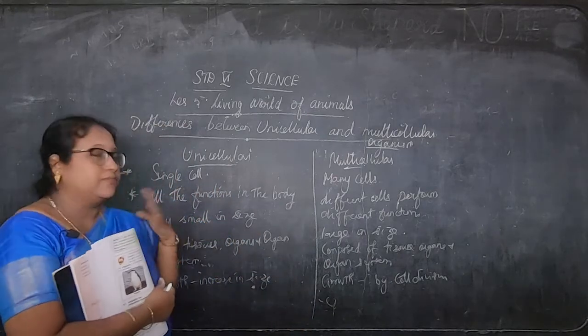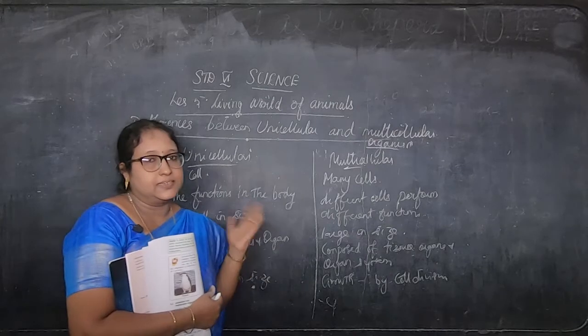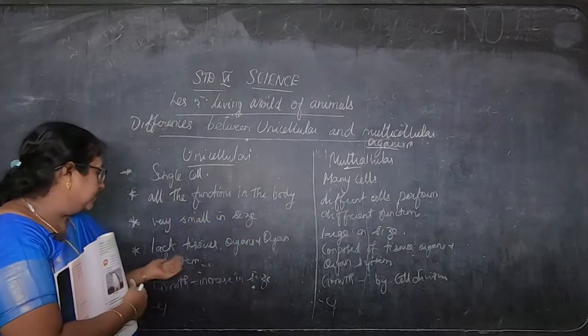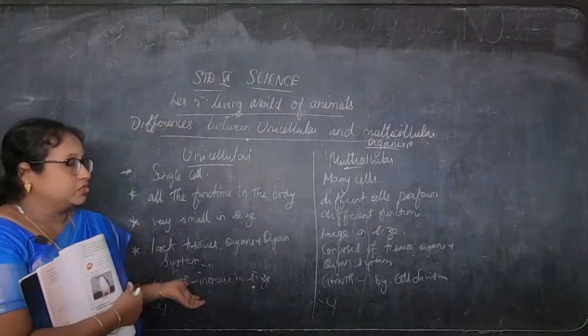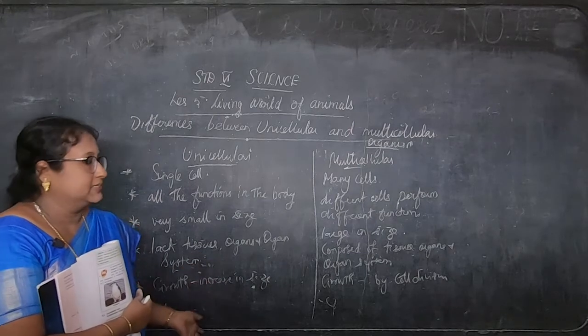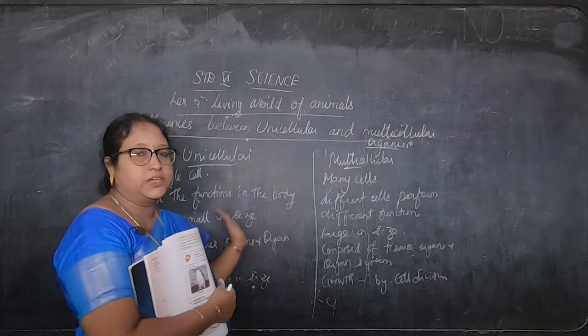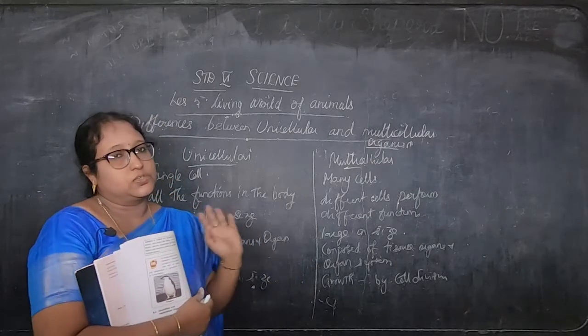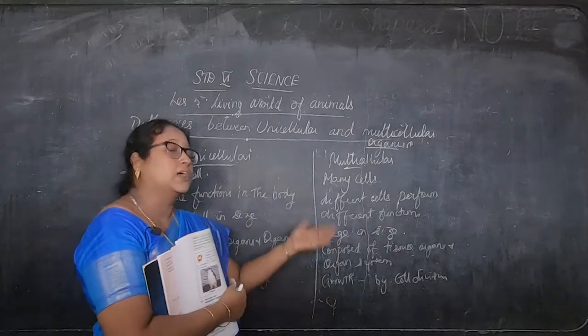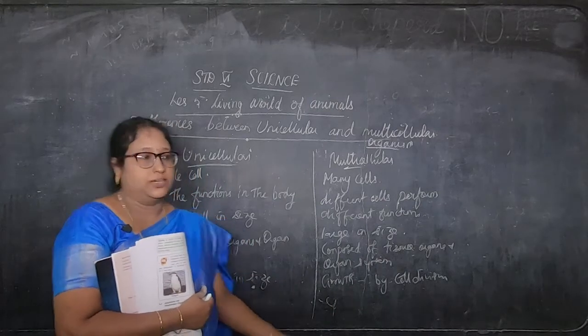But unicellular organisms we cannot see with the naked eye; they are microscopic organisms. Unicellular organisms lack tissues, organs and organ systems, while multicellular organisms are composed of tissues, organs and organ systems.